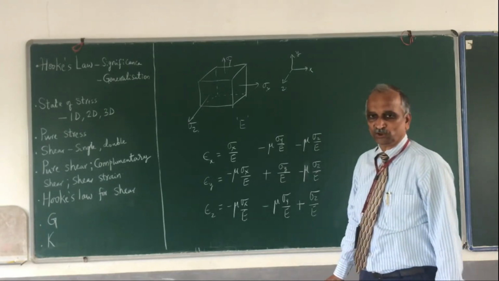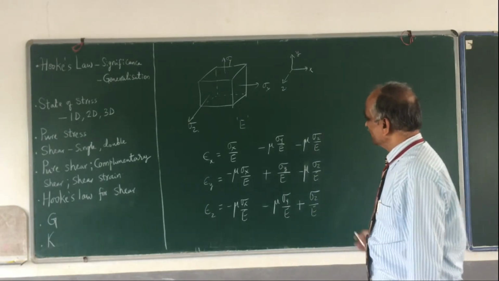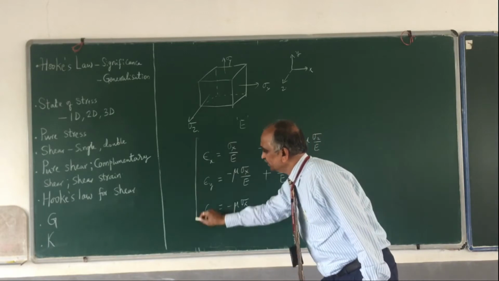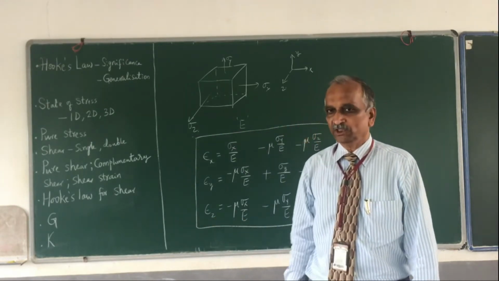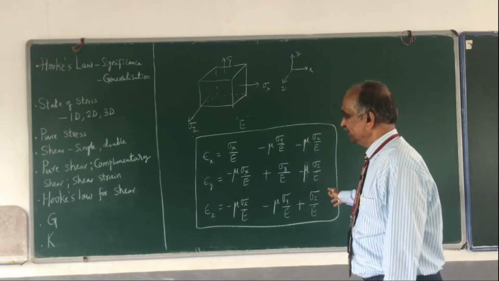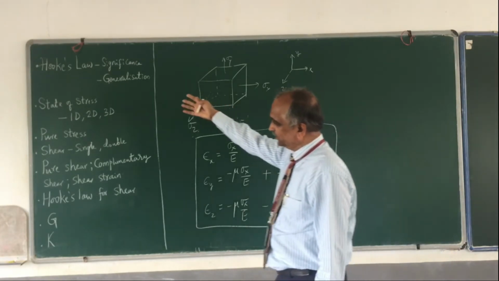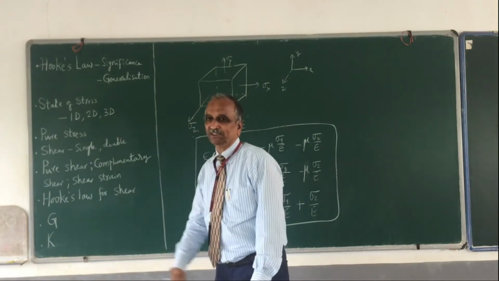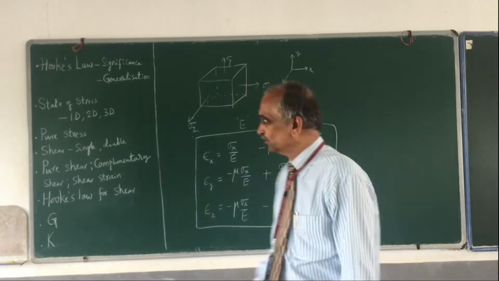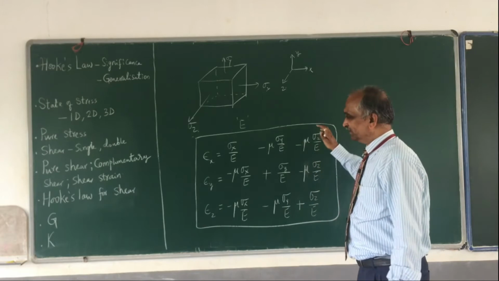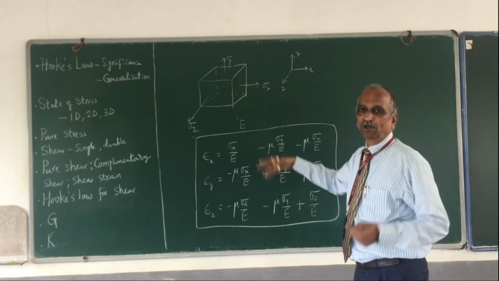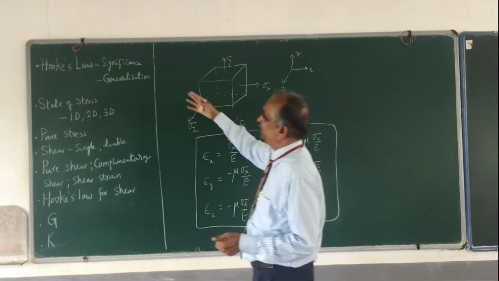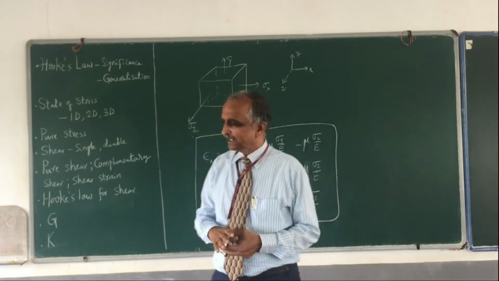Mu is Poisson's ratio. So this is what I call the generalized Hooke's law. I told you the same thing in my previous video also. So why am I repeating it? Because I need to use these things in my further discussion, so this is very important. Please remember, this also is Hooke's law, Hooke's law extended to all the three directions. This is what I mean by generalized Hooke's law.